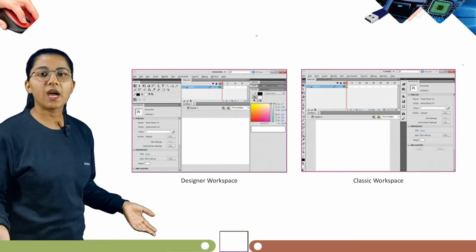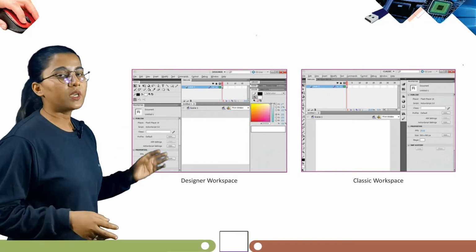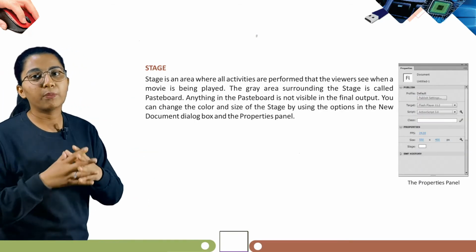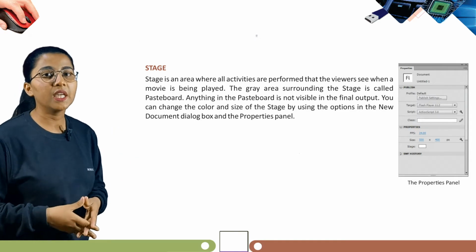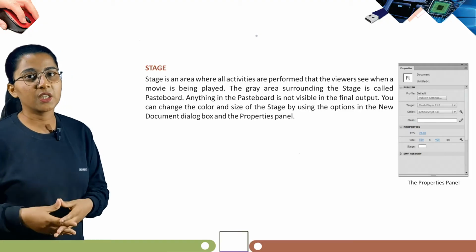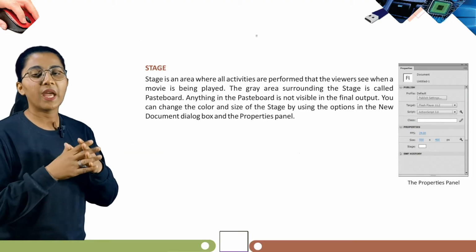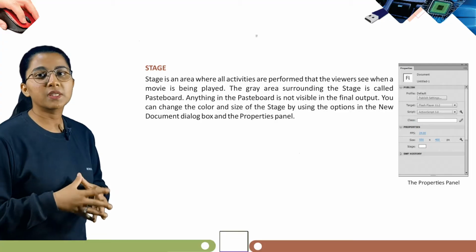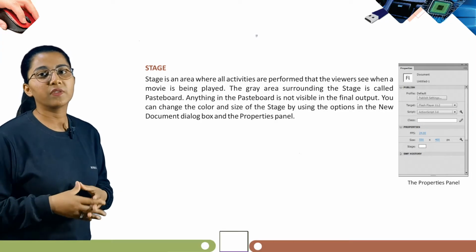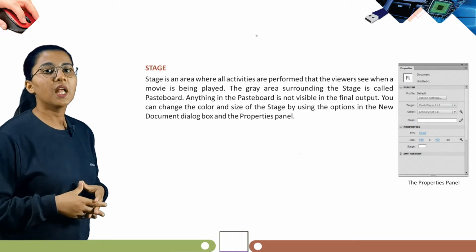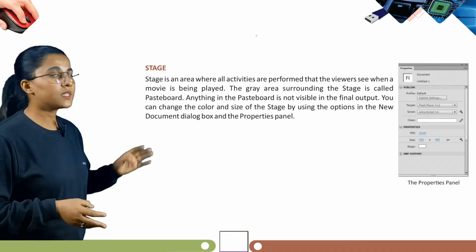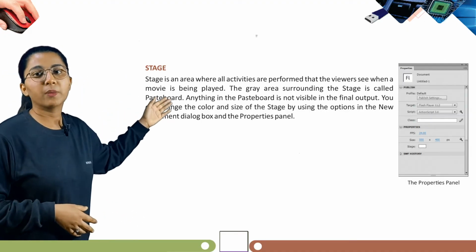And now, let's learn about the Stage. The stage is an area where all activities are performed, and that the viewers see when a movie is being played. The gray area surrounding the stage is called the pasteboard. Anything in the pasteboard is not visible in the final output. You can change the color and size of the stage by choosing the options in the New Document dialog box and the Properties panel. So students, here you can see the interface of the Properties panel.